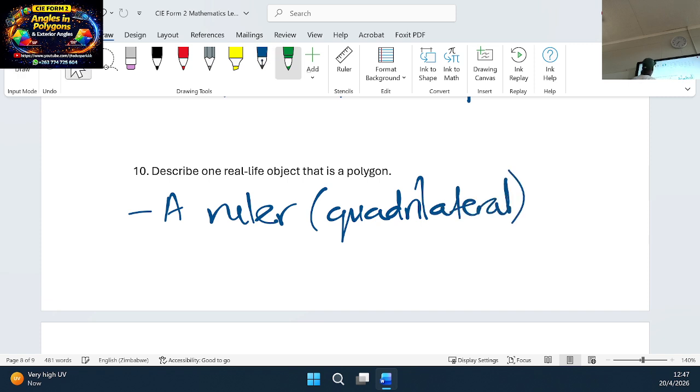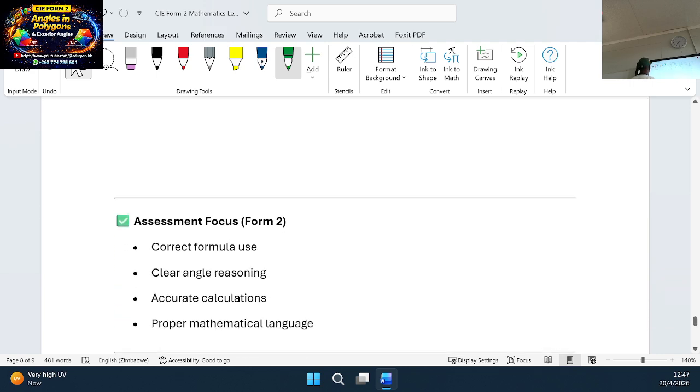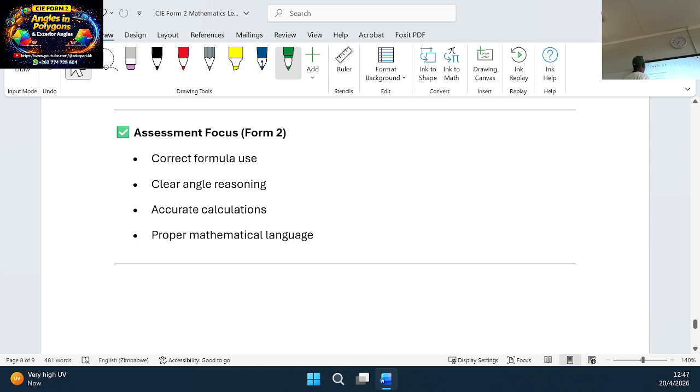We talk of a surface of a cube, we know that they are squares. Then what we need to focus on in our level is correct formula use, clear angle reasoning, accurate calculations, proper mathematical language. I think basically that's it for Form 2 angles and polygons.